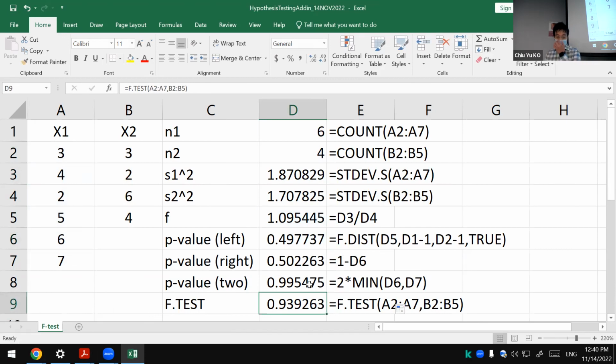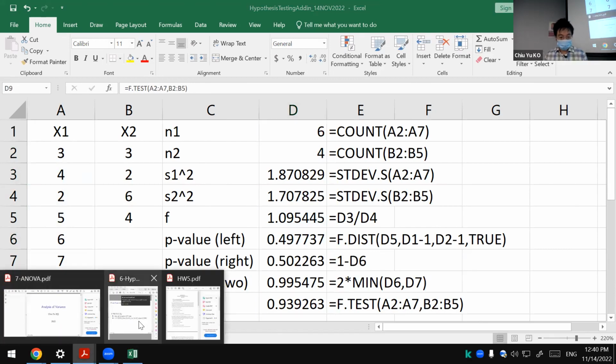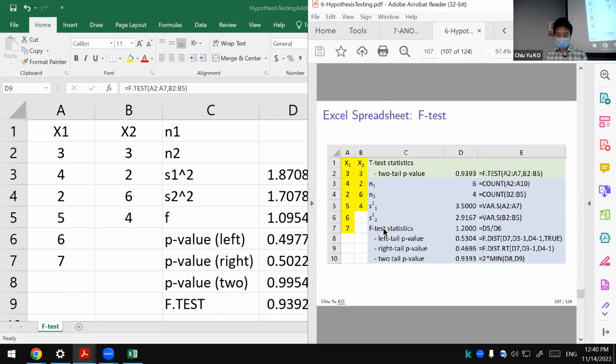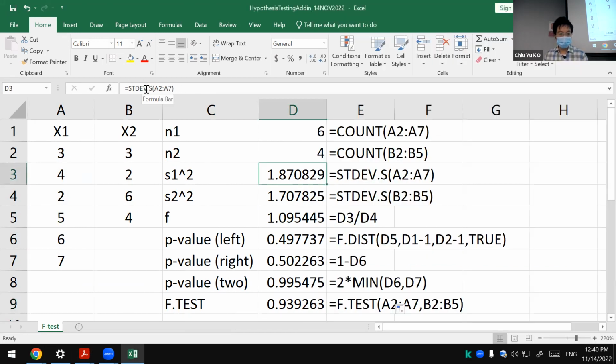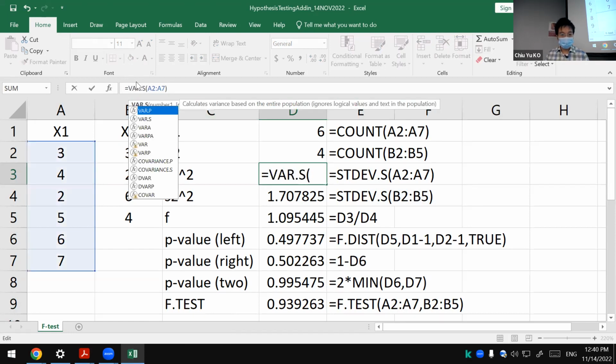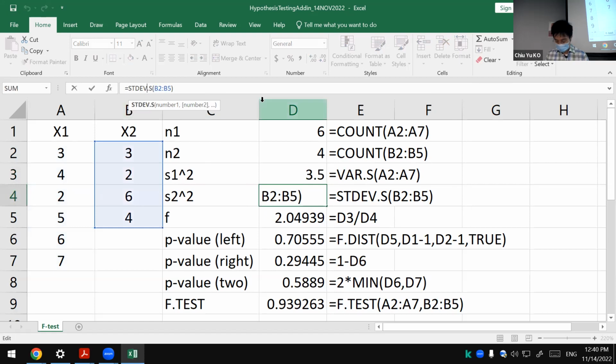Yeah, supposed to be the same, but I guess there's some issue here. Let's see why. Oh, sorry. It should be the variance. I put the standard deviation. So yeah, sorry. It should be the variance, not the SD.